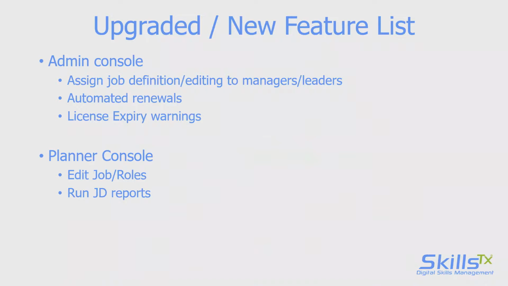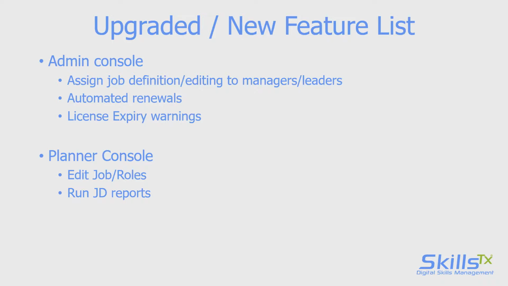First thing, we're allowing responsibility for the definition or editing of a job or role to an individual, a manager or a leader. We've taken some responsibility around the license renewals, so we've got automated renewals, which saves your licenses running out, but then we've got numerous advance notices and warnings as your license approaches expiry, hits expiry and goes past it, and that includes data purge warnings as well.